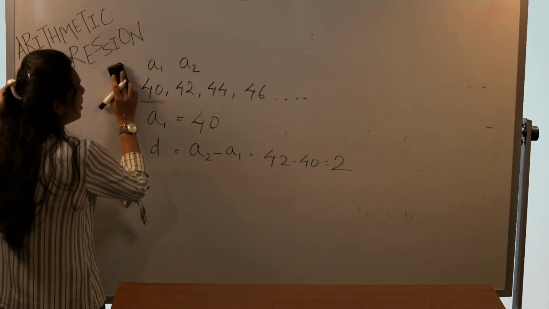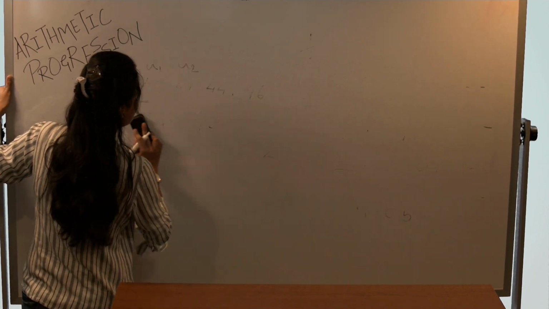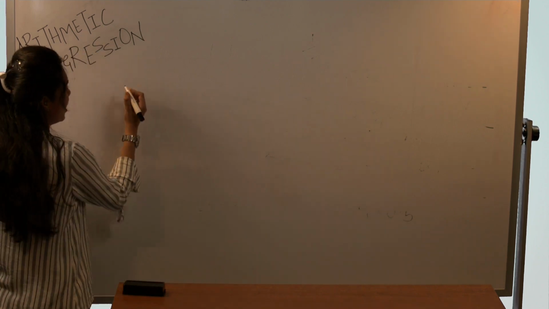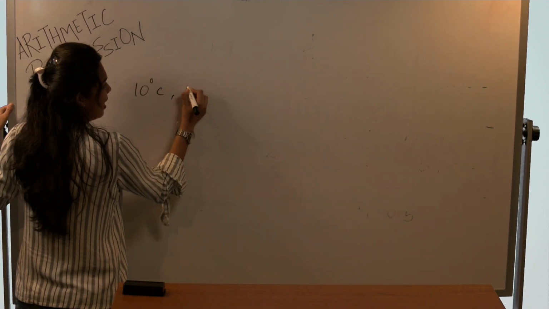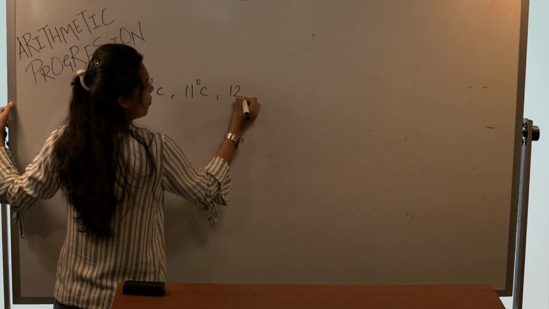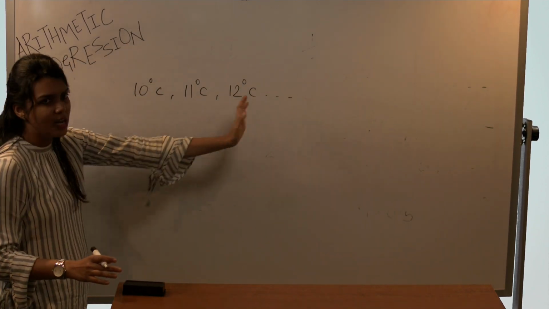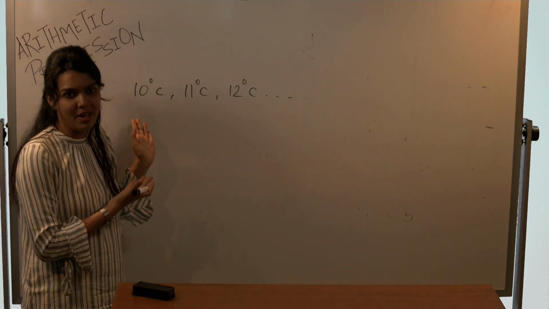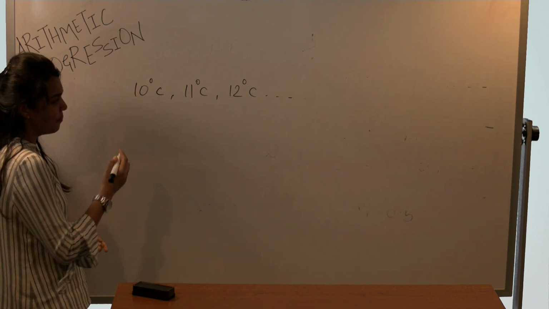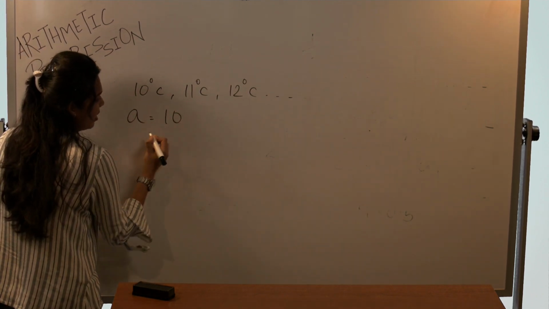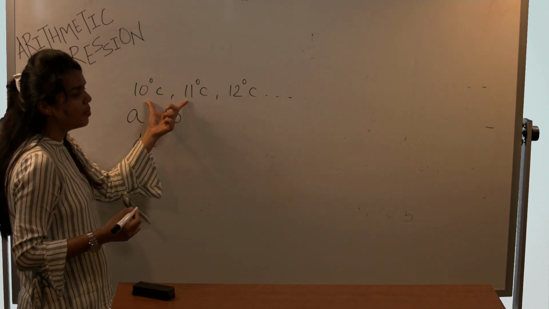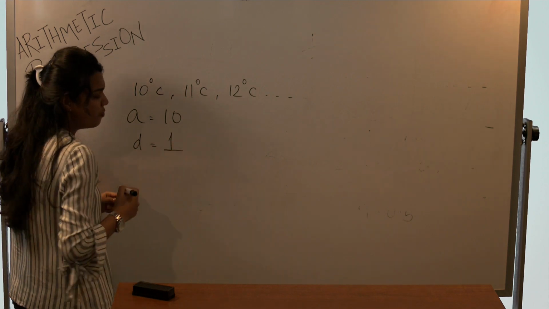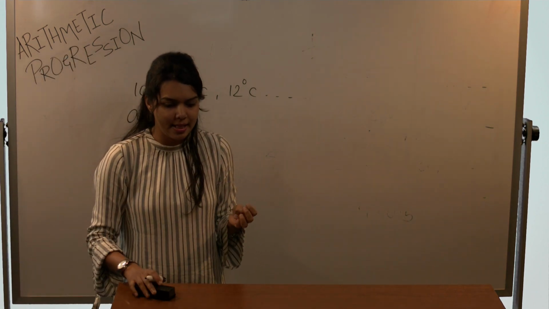Now suppose the temperature of a city is given to you. Let us consider that in New York the temperature is 10 degrees Celsius today, 11 degrees Celsius tomorrow and 12 degrees Celsius the next day, and it will be rising in this pattern. We can just look at the example because these are very easy numbers. What is the first term? A is equal to 10. And what is the common difference? The difference between these two terms is 1. The numbers are increasing by 1. So I will write 1. These are the basic examples.